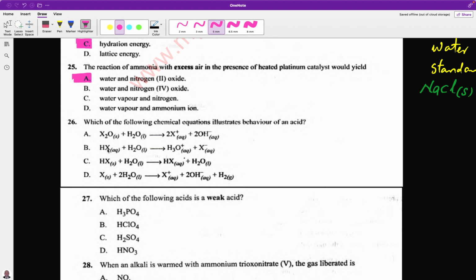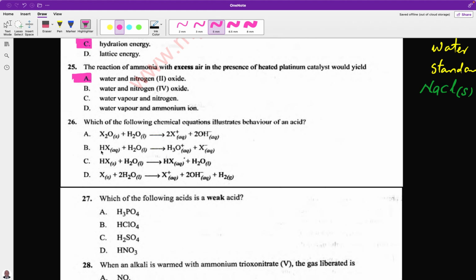So HX is going to donate its proton, which will come here, and this one is going to accept a proton. And the resultant will be this one and this one. So the only equation that illustrates the behavior of an acid is only B. HX is not donating any proton here. Even if it donates a proton, nothing is happening. So the only thing behaving like a proton donor here is this, illustrating the behavior of an acid.